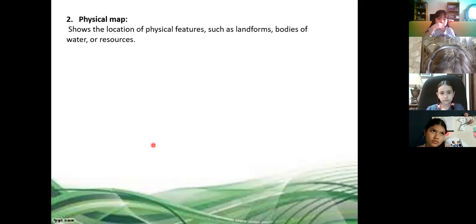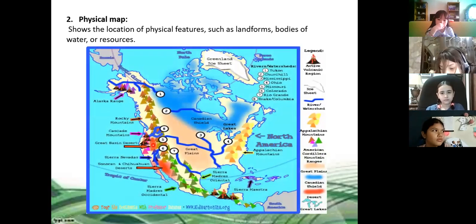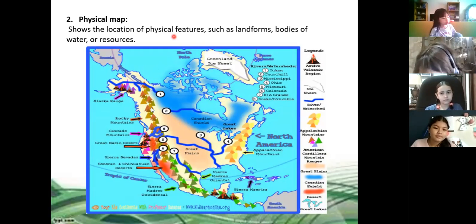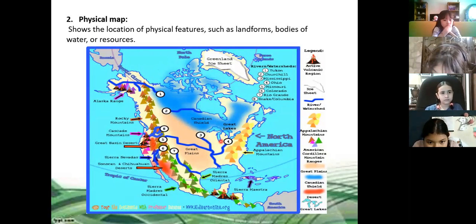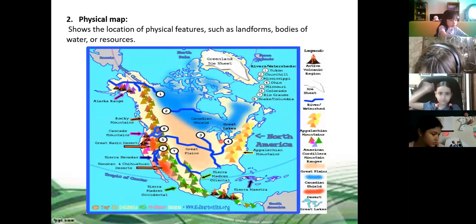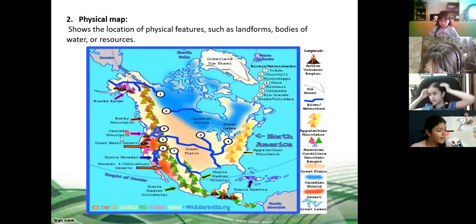The second type of map that we have is a physical map. What is a physical map? Remember, a physical map shows the location, physical features, landforms, bodies of water, and resources like this. This is a physical map. In this map, we have different mountains. We also have some rivers. We have mountains. So all these landforms, we can find in the physical maps.